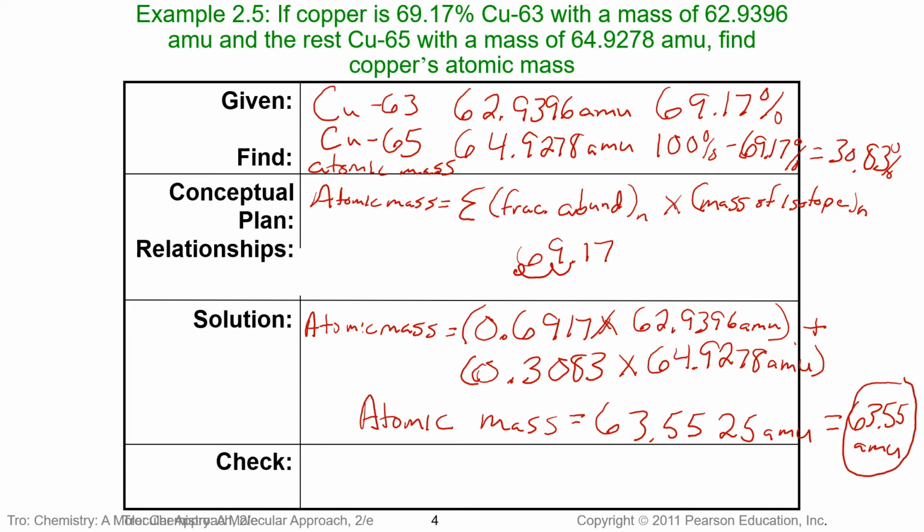Now, to check that we've done our math properly, that final answer that we get, because it's a weighted average, it should fall closer to the more abundant isotope, and it should fall between our lightest and heaviest isotopes. So if we look, we are closer to copper 63's mass, and we are between copper 63 and copper 65.